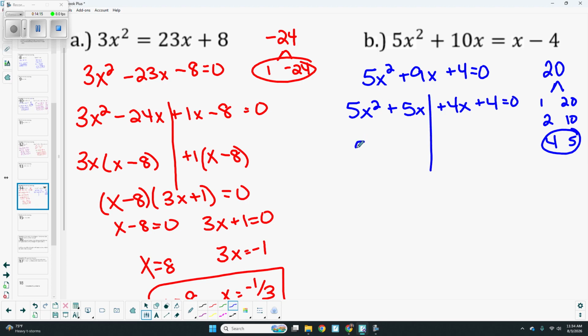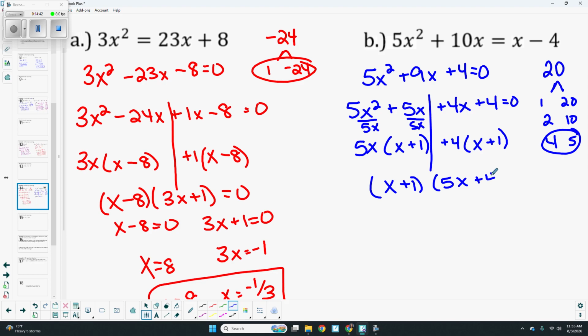So the first two both get a 5x, and I'm left with x plus 1, right? Dividing a 5x by a 5x gives me a positive 1. I can divide these by 4, right? A positive 4. 4x divided by 4 is x. 4 divided by 4 is 1. Don't forget that you need that plus 1 there. It doesn't cancel out. It turns into 1. So my factors are x plus 1 and 5x plus 4.